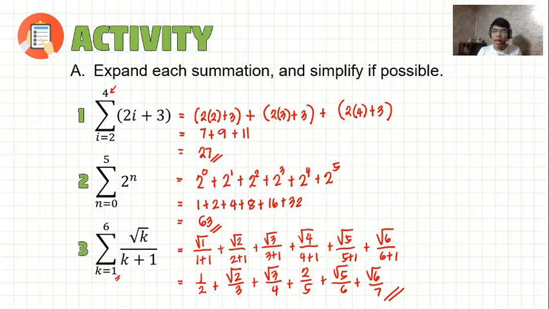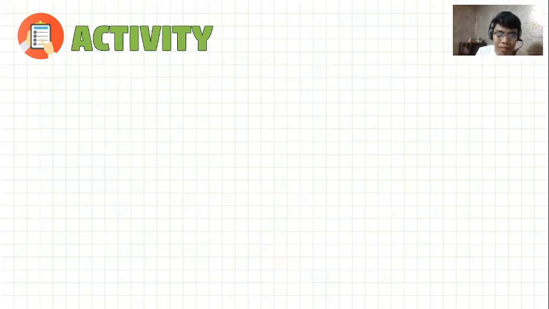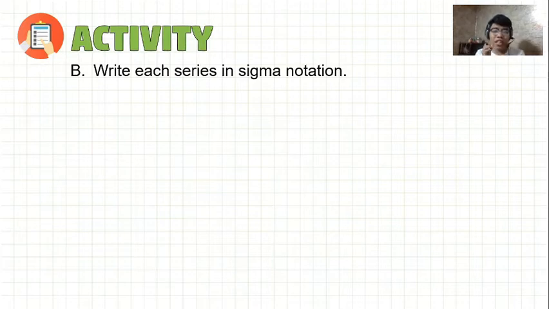So, what you're going to do, if you're going to expand the summation, you will just substitute. Okay? From your index, so it could be i, n, or any letter, starting from the lower bound, then end at the upper bound. Okay? Now, let's have this activity. Write each series in sigma notation. So, therefore, the process is reversed. Given the series, we will rewrite that one in sigma notation form.